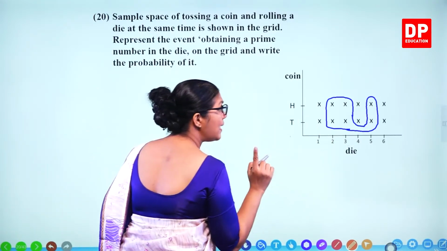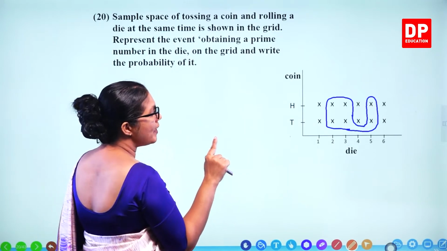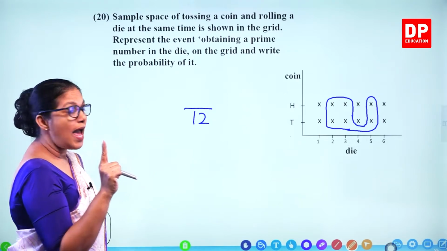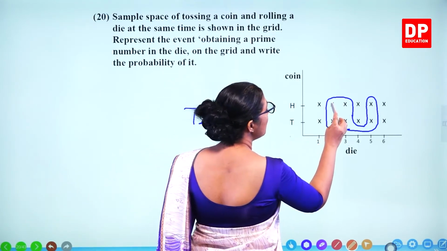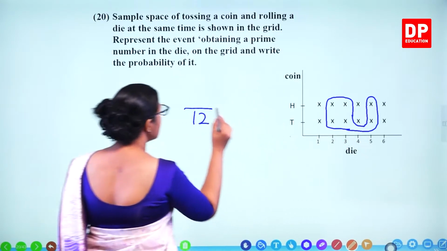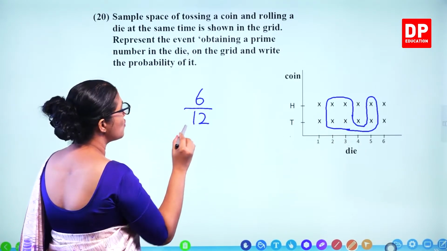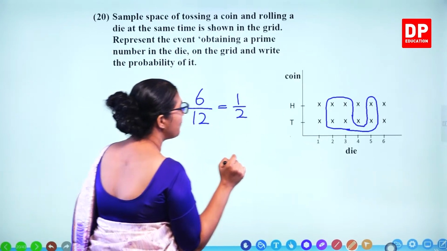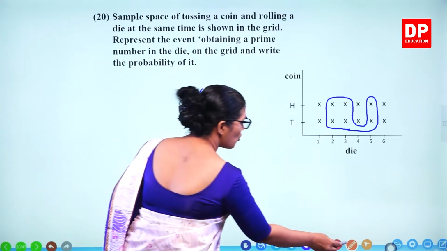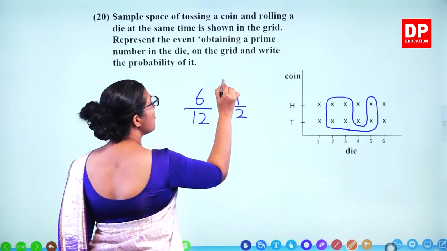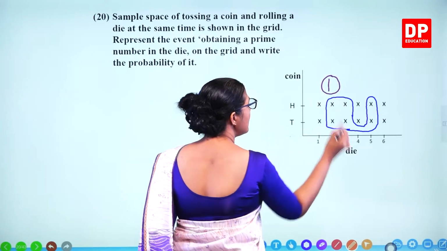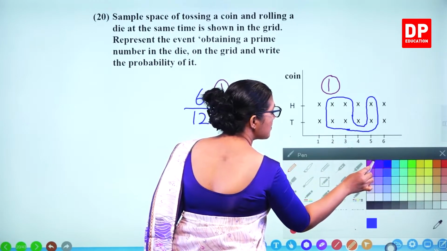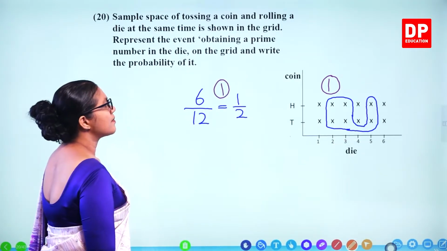And what's the probability? Altogether, how many outcomes? 6 times 2, 12. 12 outcomes are there. And how many prime numbers? 1, 2, 3, 4, 5, 6. 6 prime numbers are there. 6 over 12 or half. 2, 3, 5. So half is the probability. So you are getting 2 marks. 1 mark for the probability and 1 mark for showing the appropriate grid. Marking the space, that's 2 marks.